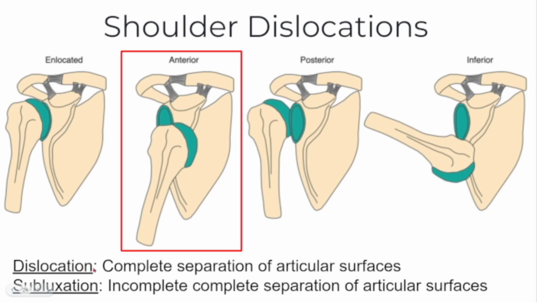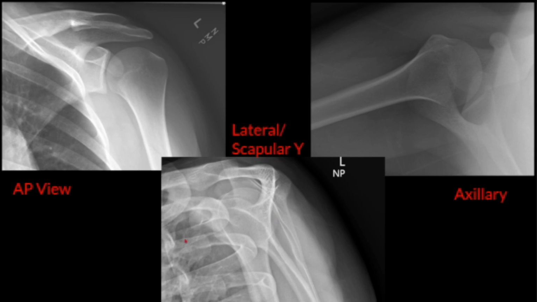So just some terminology: dislocation, complete separation; subluxation, incomplete separation, and that can be acute or chronic. Meaning the shoulder can sublux and pop back in and essentially be articulating normally after that event, or you can have really significant pathology in your shoulder, whether it's laxity of the joint or lots of tears of rotator cuff muscles, whatever it might be, you can sublux recurrently.